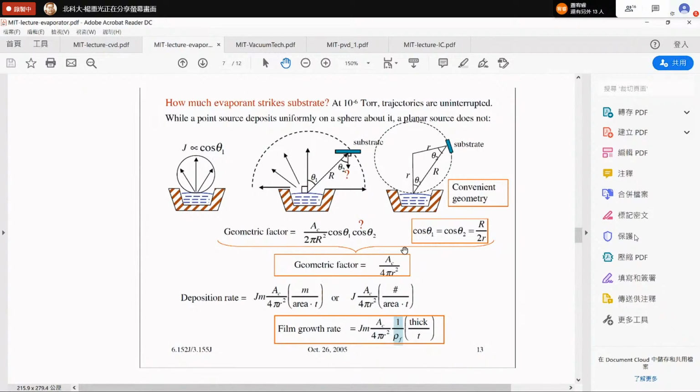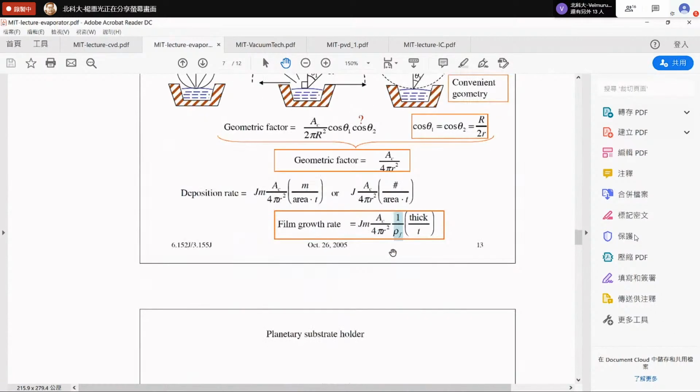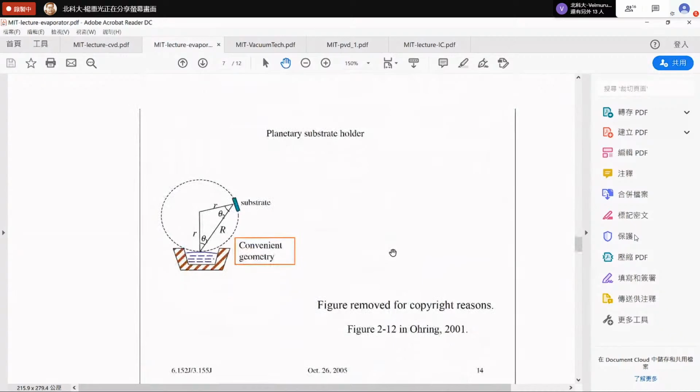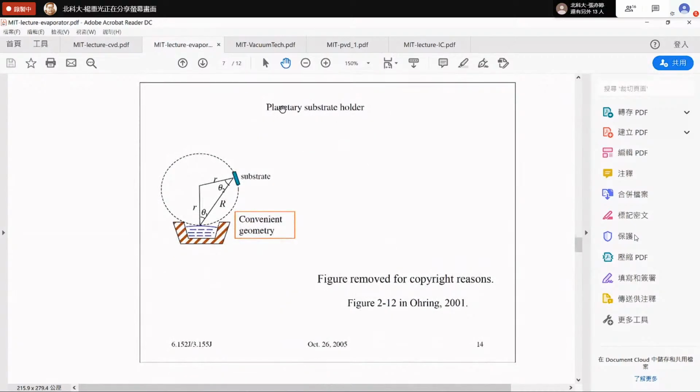So normally engineers will do some calculation and calculate the geometric factor. Okay, this is a geometric factor. And this is a planetary substrate heater. This is a convenient type of geometry. And it's quite easy to calculate because you have theta 1 and theta 2.